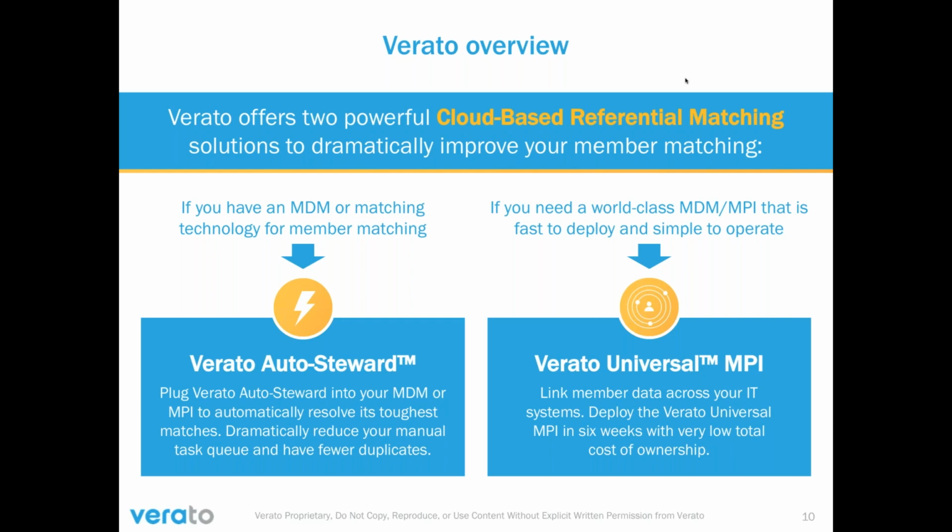On the right-hand side is a situation where, if you're one of those folks who responded that you never deployed or built any member mastering capability because it was expensive, took a long time, and just wasn't nimble or agile or effective enough to build the case, we offer Verato Universal Master Patient Index, or Person Index. You can think of it functionally as a master data management solution for person information. It uses our same SaaS-based approach and our unique referential matching approach.